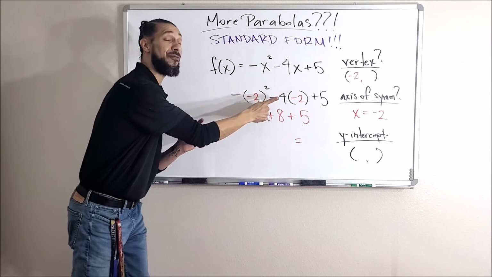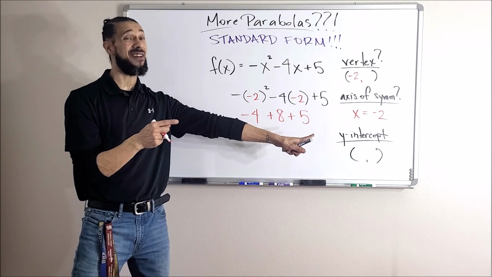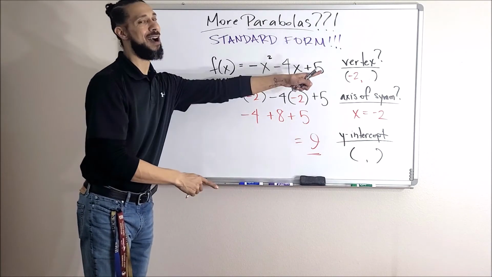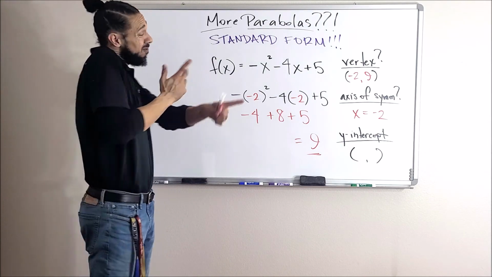Let's finish it out. Just like that. -4 times -2 is +8. Now when I do this final bit of arithmetic, I finally get 9, and that's the y value for my vertex. Good. Don't forget the y-intercept is the c value.